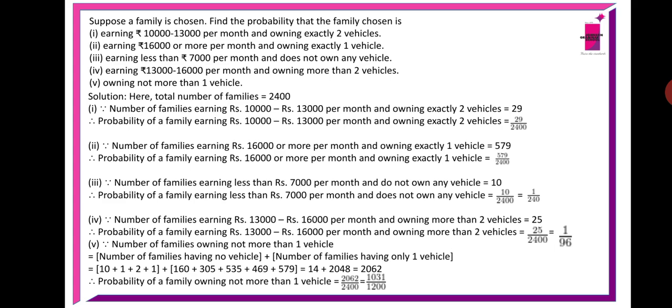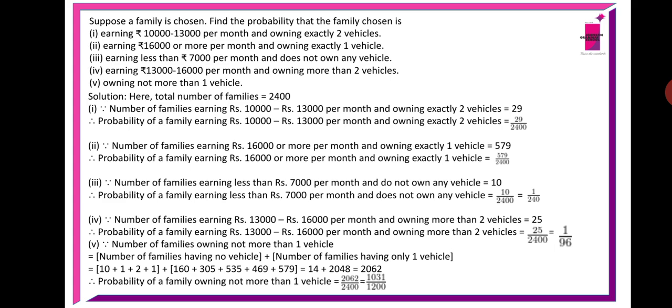Question number 3. Earning less than rupees 7,000 per month and does not own any vehicle. Since the number of families earning less than rupees 7,000 per month and not owning any vehicle equals 10, therefore the probability equals 10 by 2400, which equals 1 by 240.